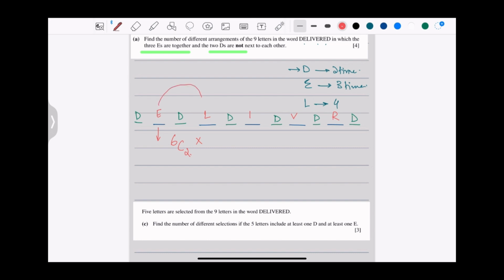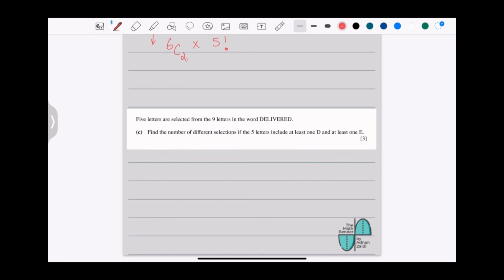So these can shuffle within themselves, 1, 2, 3, 4, 5, times 5 factorial. Since I've taken the whole E as 1, I don't need to take 3 factorial, because I've taken triple E as one capital E. So all the 3 E's will be moving together anyway in those slots, and these will not be together. So 6C2 times 5 factorial.